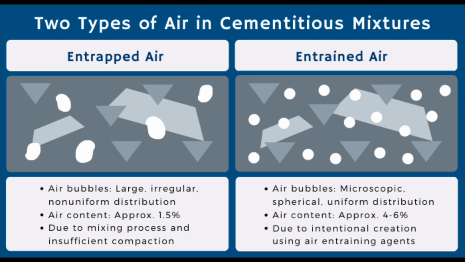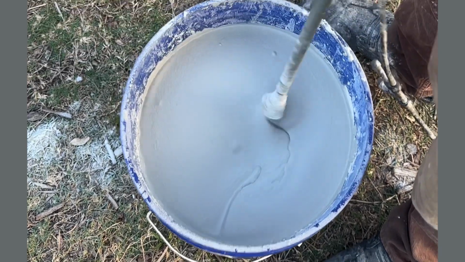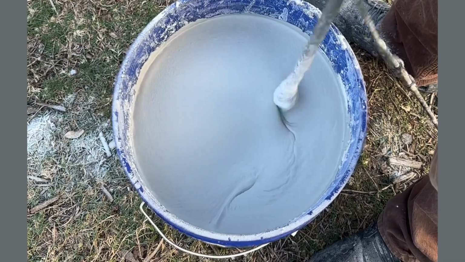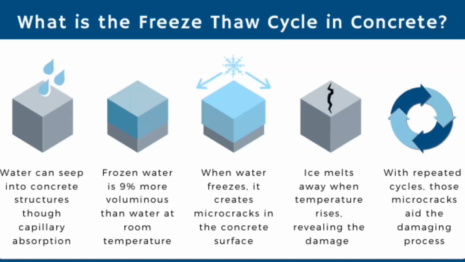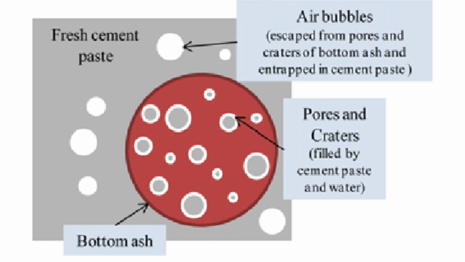Earlier, I briefly mentioned air entrainment. This is when tiny air bubbles are introduced into a concrete mix during the mixing stage. These microscopic air bubbles serve several important purposes, one being freeze-thaw durability. Air-entrained concrete contains a network of these tiny air bubbles.